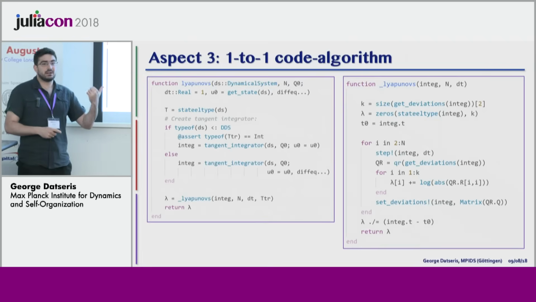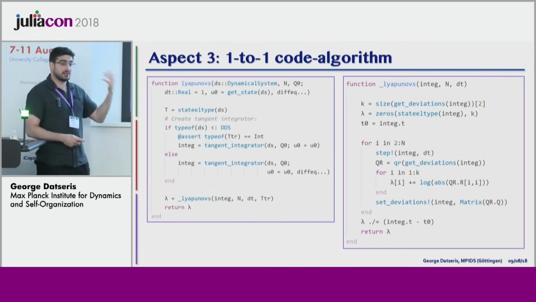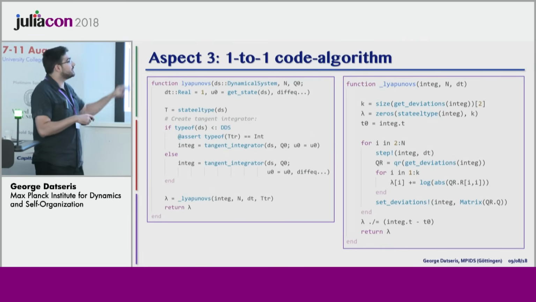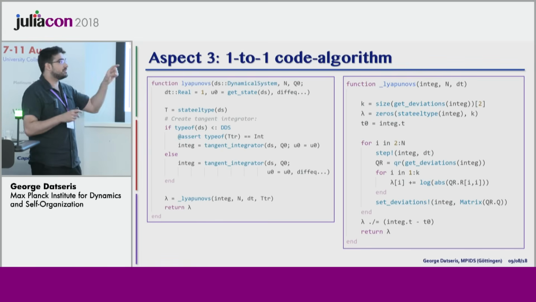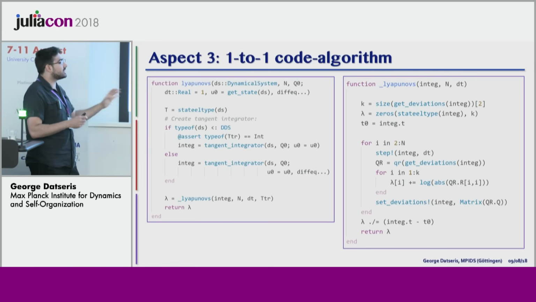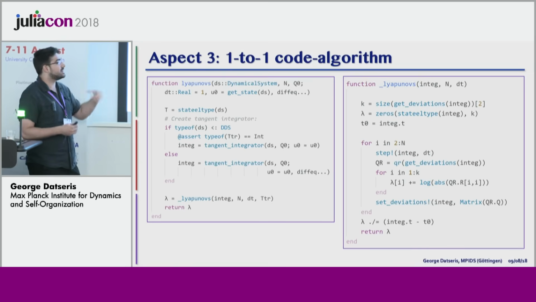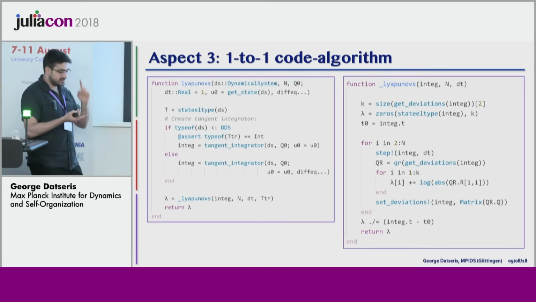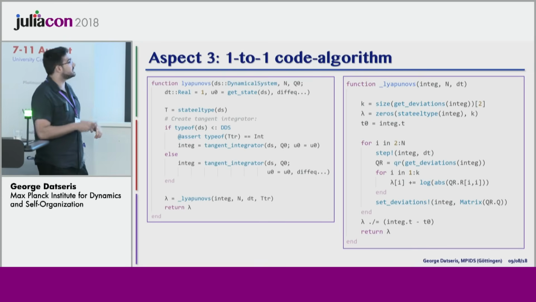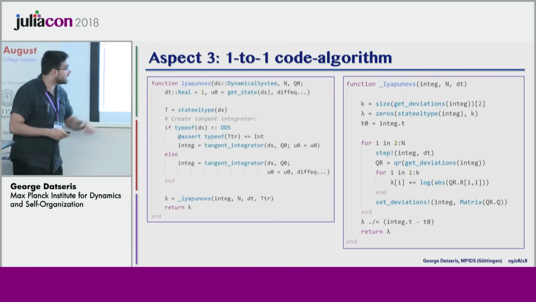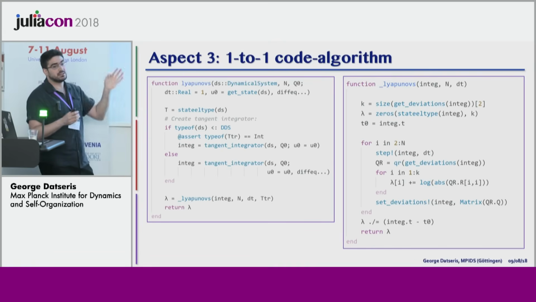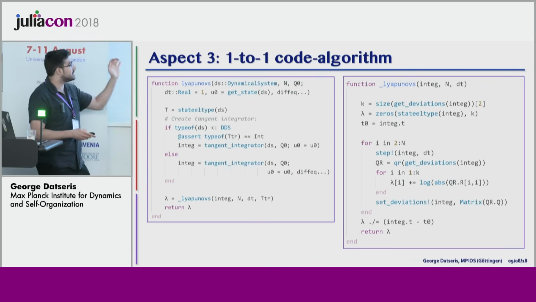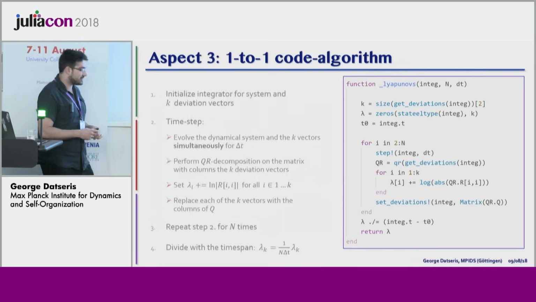What I show you here is the implementation we have in DynamicalSystems.jl. This is the full code, modulo some minor details. What I want to say is that these 30 lines of code are called for any system: discrete, continuous, big, small, doesn't matter. It's the same piece of code. And on the left, you have a function that does the setup. It initializes the integrator. Let's not care about this for now.